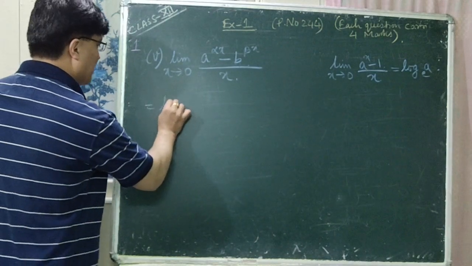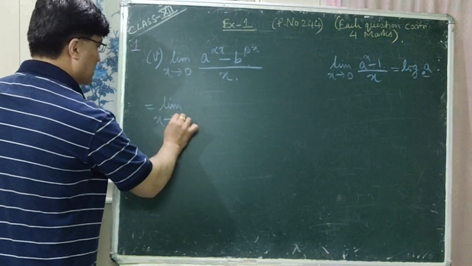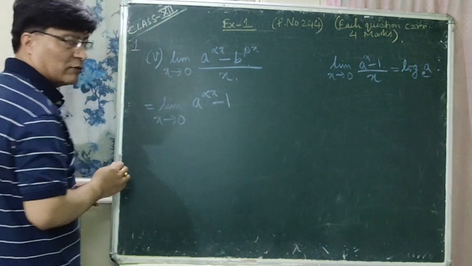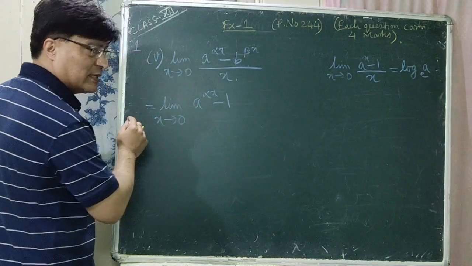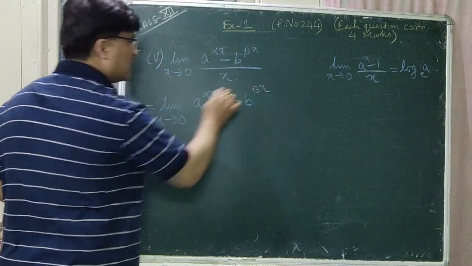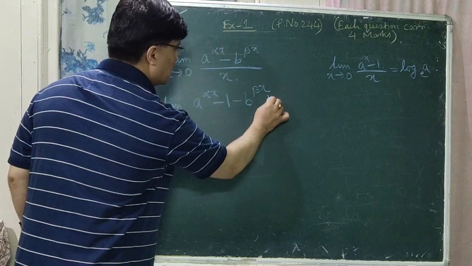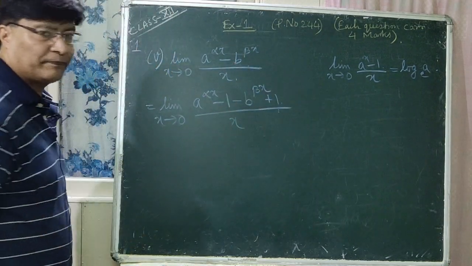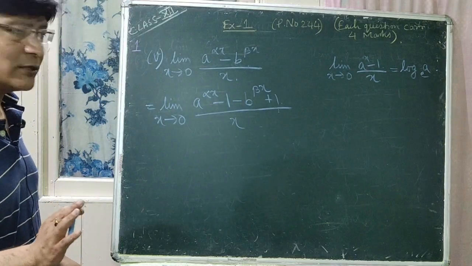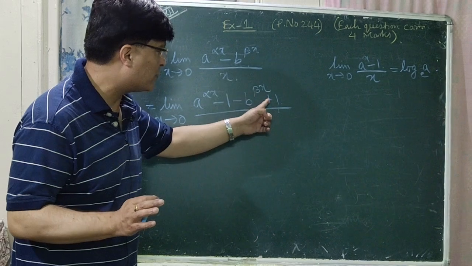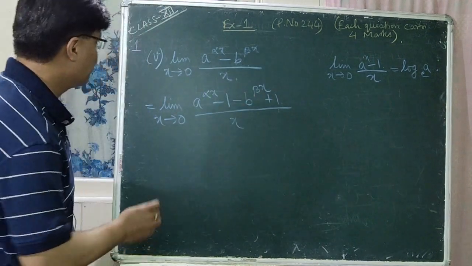So it is equal to limit x tends to 0, a to the power alpha x, then write down minus 1. But you have to cancel it, okay? Then first you write minus b to the power beta x. Then what do we write? Then you can write plus 1 whole divided by x. Is it understood now? So it is minus 1. You have to cancel it. So we have written here plus 1, okay?